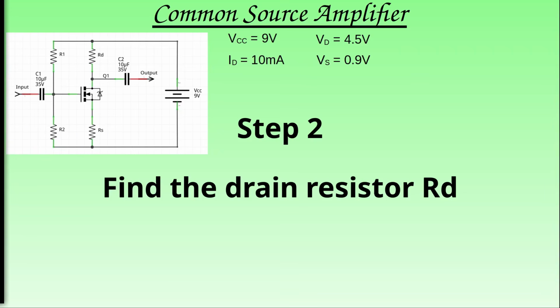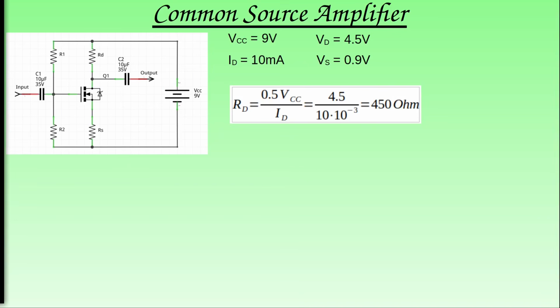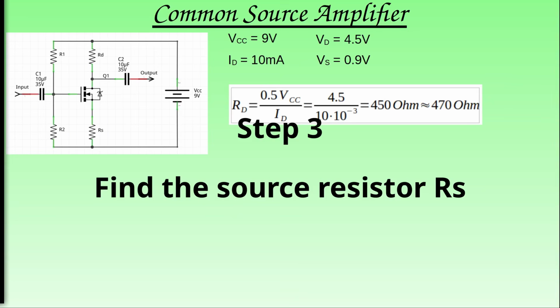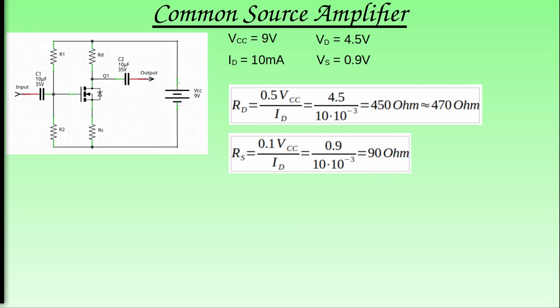Now let's go to step 2. Find the drain resistor RD. This can be easily done using Ohm's law. Yes, one more time. RD equals 0.5 VCC over ID, and that gives us 450 ohm, which we can round up to 470 ohm. Now step 3. Find the source resistor RS, and again we use Ohm's law. RS equals 0.1 VCC over ID, which is 90 ohm, which we approximate with 100 ohm.